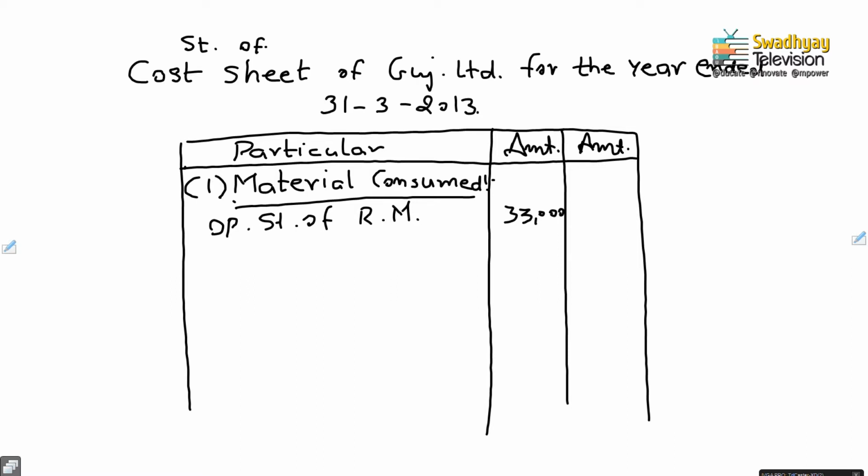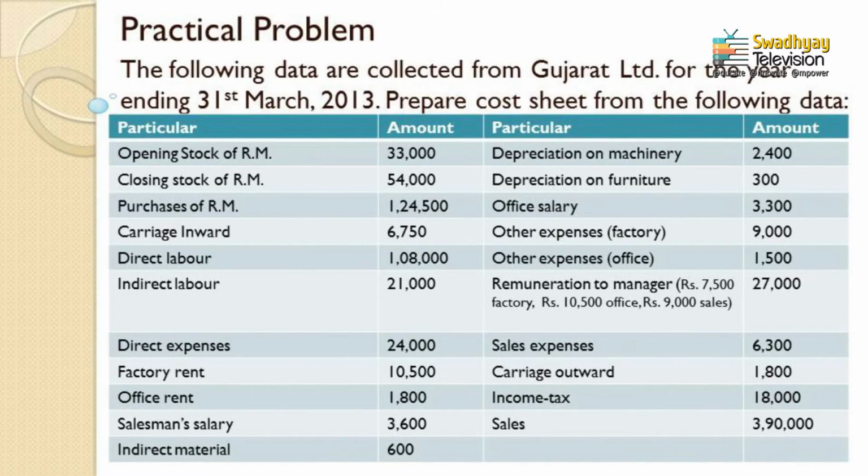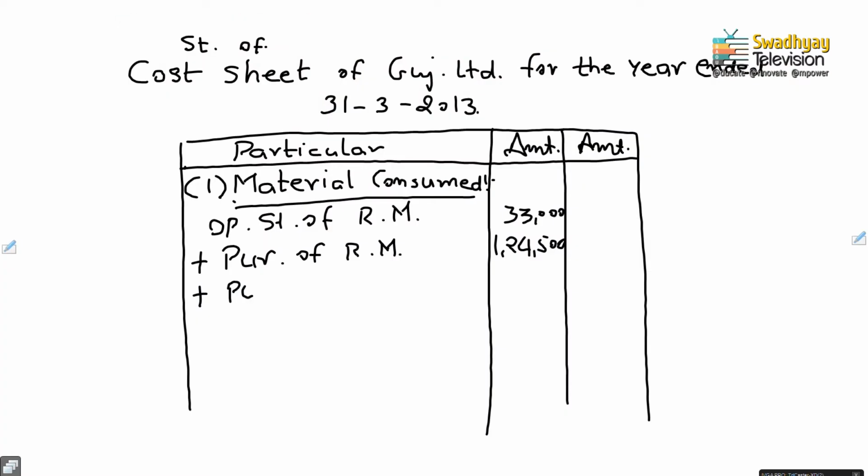Then add the purchase of raw material, if you have any purchase of raw material during the process. The purchase of raw material is added into the opening stock of raw material, the amount is 1,24,500. Then the next item is purchase expenses. If you have any purchase expenses, add them. We have purchase expenses.